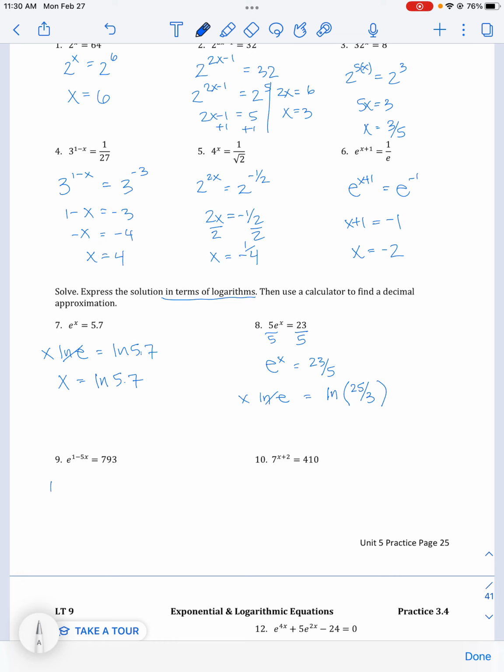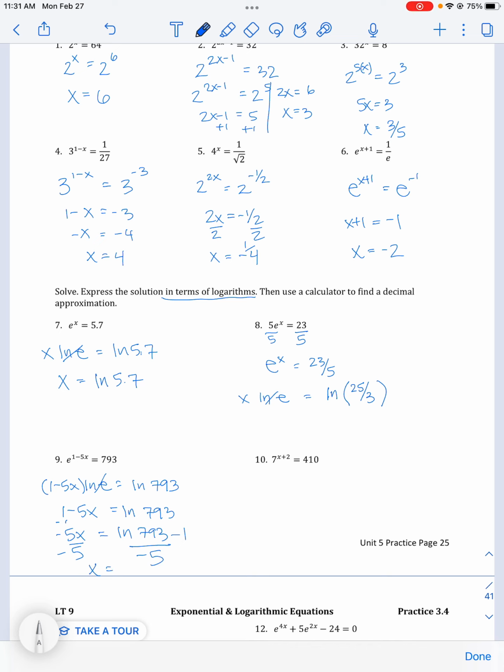In number 9, there's not a whole lot I can do here, but what I am going to do is swing down the 1 minus 5x, take the natural log of both sides. When I take the natural log of both sides, the power swings down in front, the ln e cancels to 1. Now I've got some number, natural log of 793, is equal to 1 minus 5x. I'm going to subtract 1 from both sides. Again, natural log of 793 is just a number on your calculator. And then I'm going to divide that whole thing by negative 5 and solve for x.